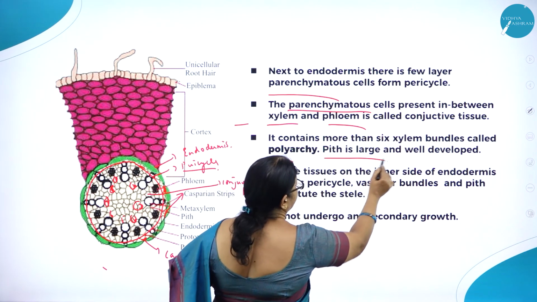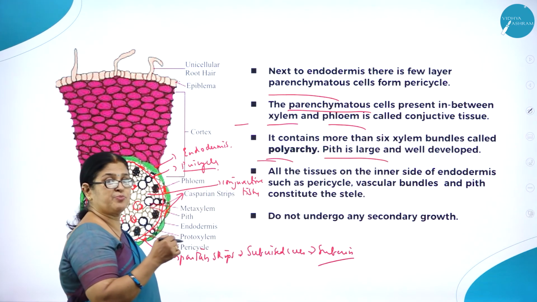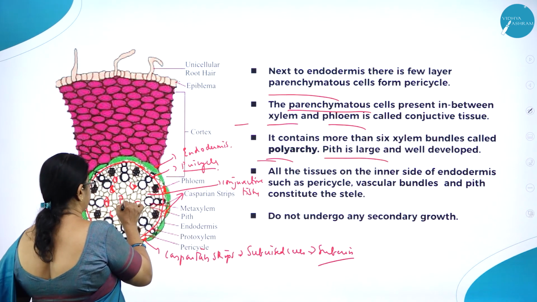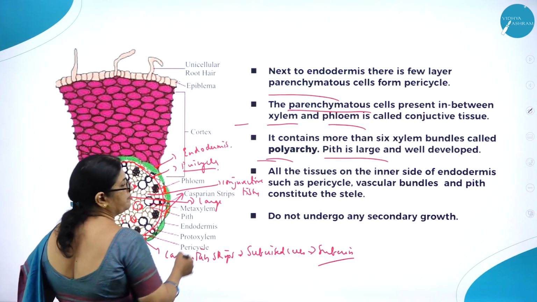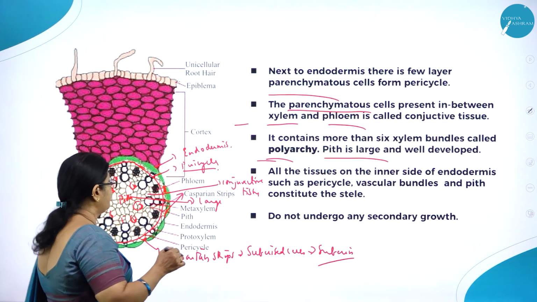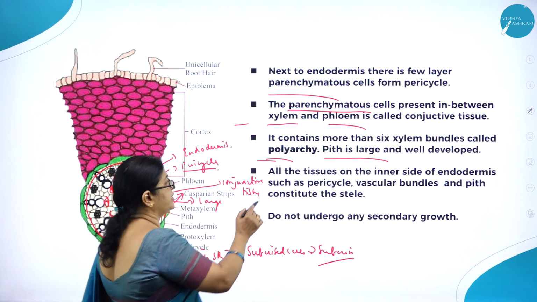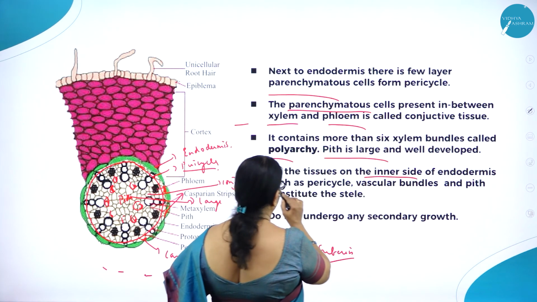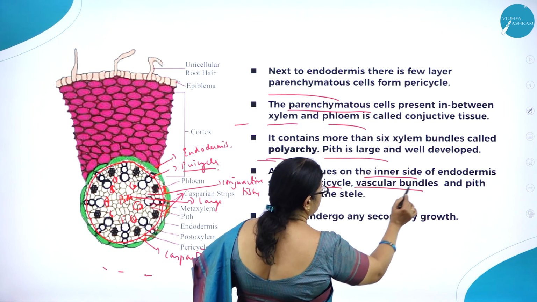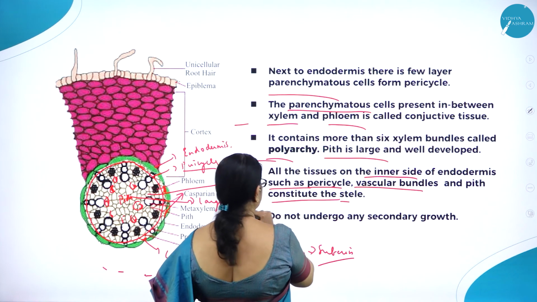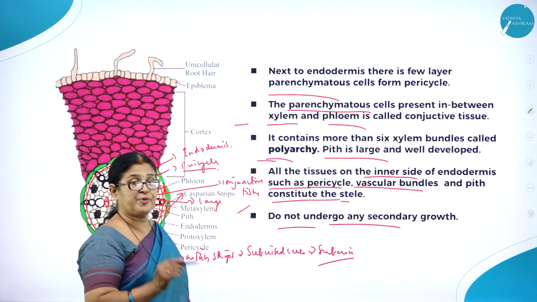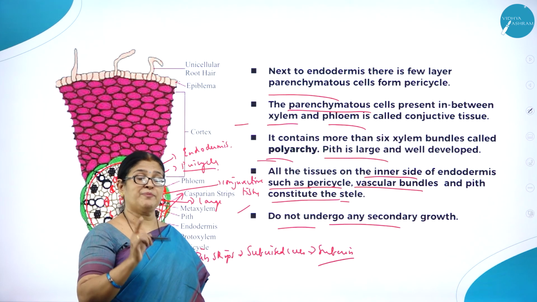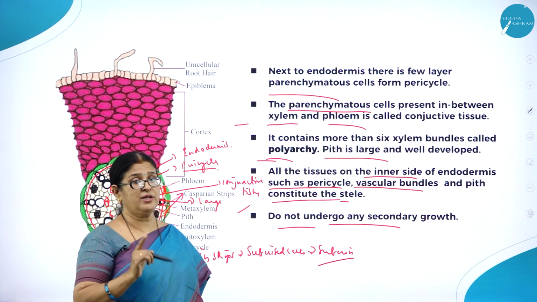Pith is large and well developed. There, pith was very small and reduced. So here you can see this is the pith. Pith is large. There it was very small. Then all the tissues on the inner side of endodermis, such as pericycle, vascular bundles and pith, do not undergo any secondary growth. So the process of secondary growth will take place only in dicots but not in monocots.